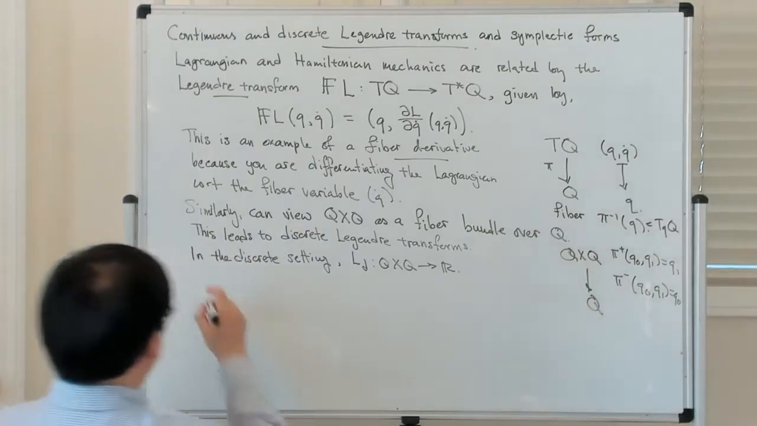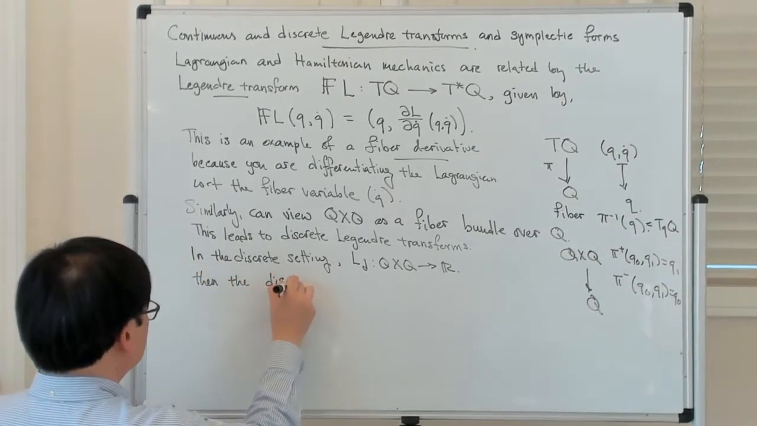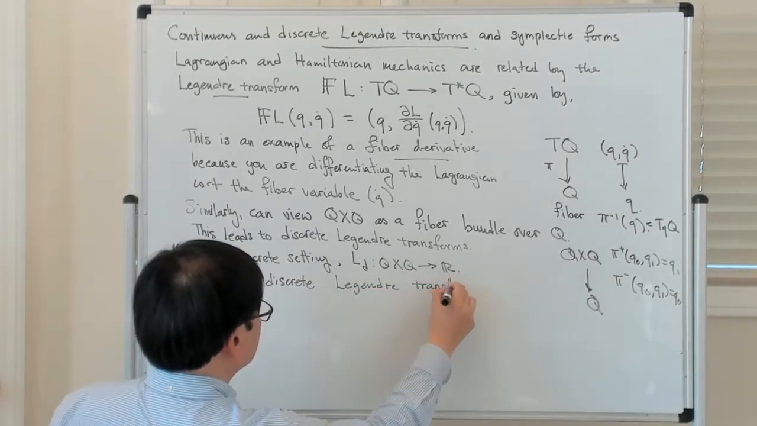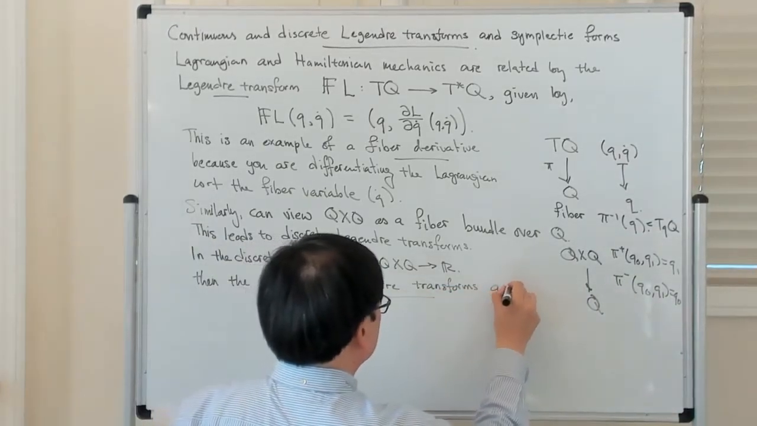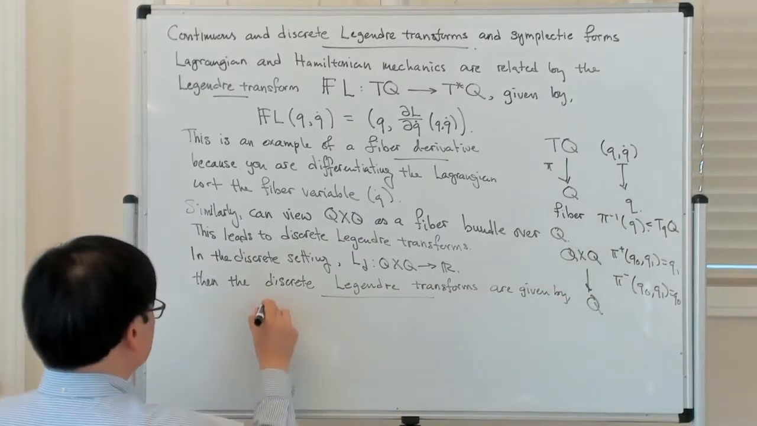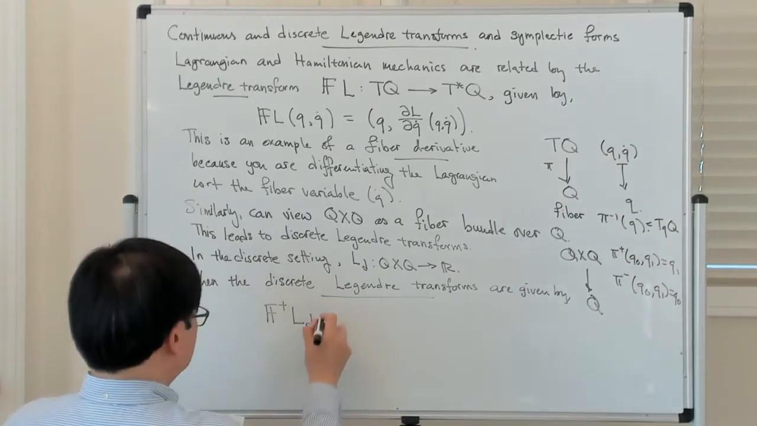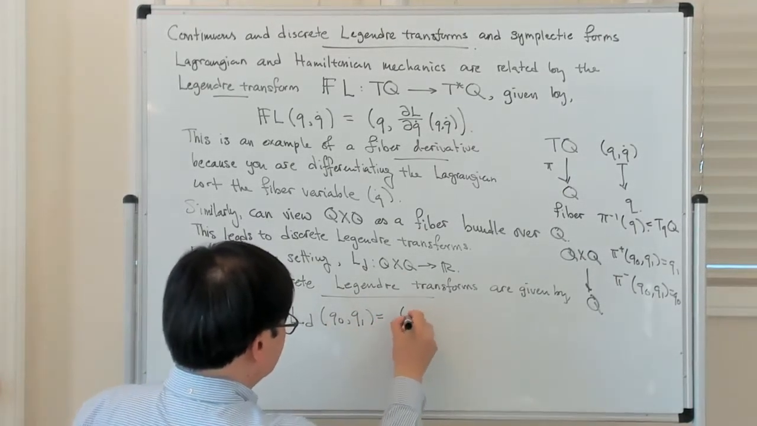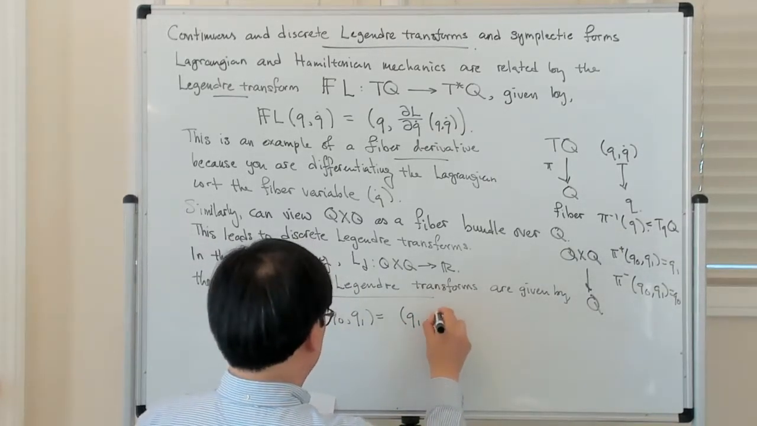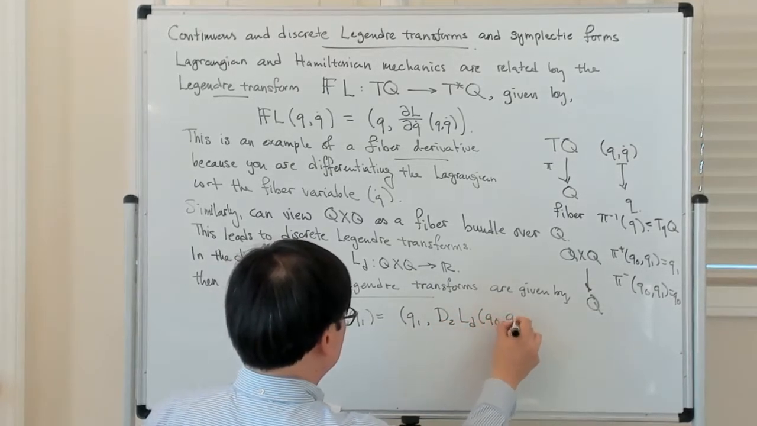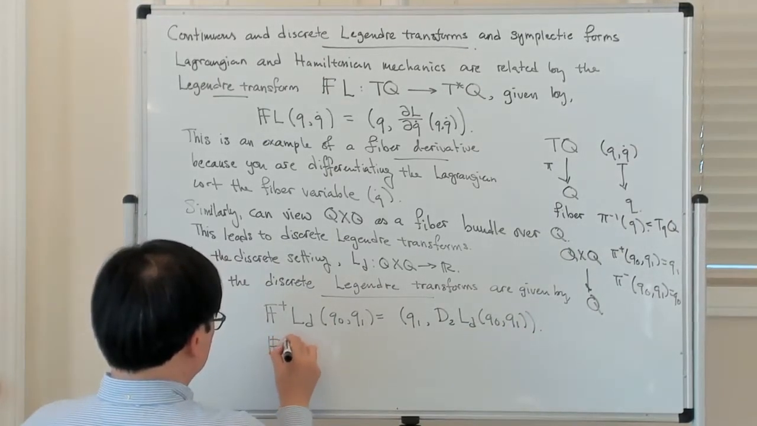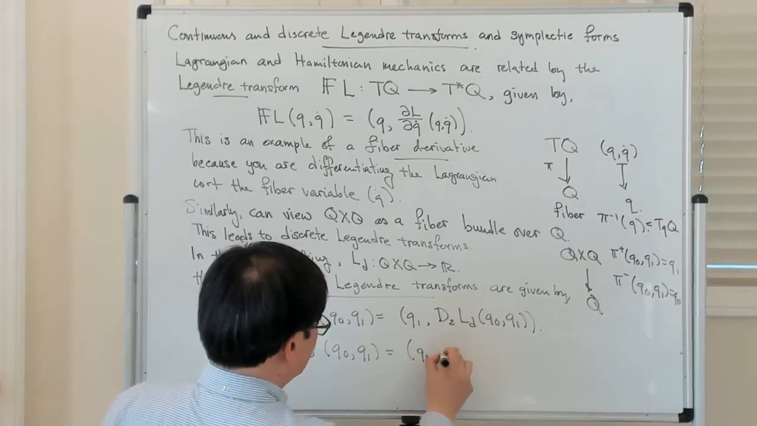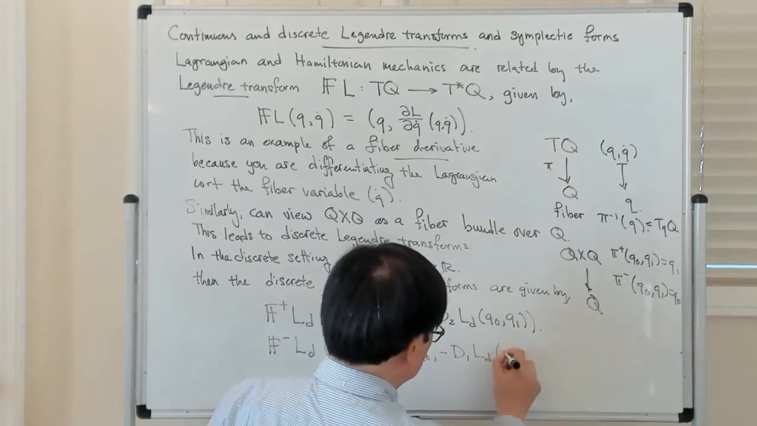So in the discrete setting, you have LD, then the discrete Legendre transforms given by, I'm going to write this as F plus LD. It takes Q0, Q1, and gives you something where Q1 is the base point, and then you have D2 LD(Q0, Q1). And then there's F minus LD, which has Q0 as the base point, and then minus D1 LD(Q0, Q1).